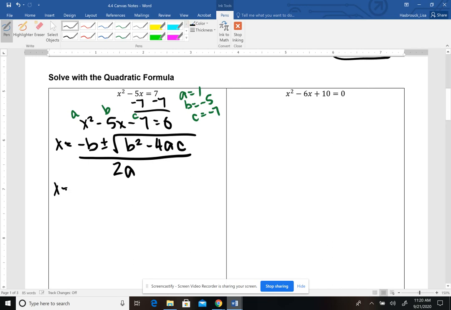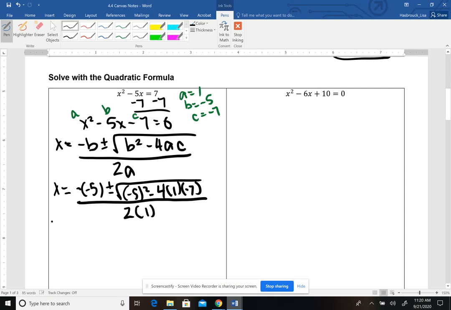When I substitute, I get negative 5 plus or minus the square root of negative 5 squared minus 4 times 1 times negative 7. Notice how everything fits under the square root. And then for my fraction, I am going to extend my fraction line underneath everything. And I'll have 2 times 1. Now I'll simplify. The 2 negatives in front of the 5 become a positive 5 plus or minus the square root of negative 5 squared is 25. Negative 4 times 1 is negative 4 times negative 7 is a positive 28, all over 2.